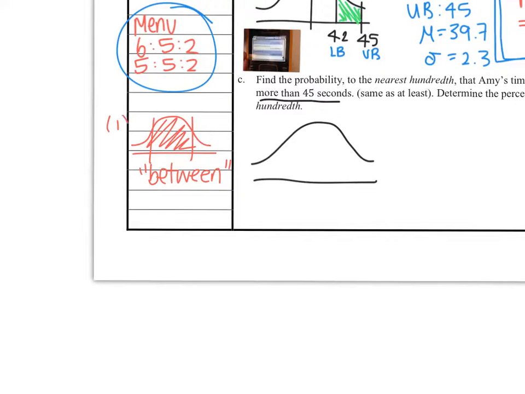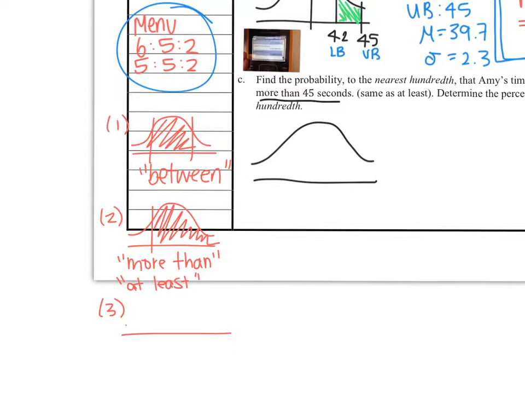That's option number 1. Option number 2 is if we have a more than. So say we're somewhere over here and we need to be more than that value. Well, we would shade to the right because that's more than that number. So this is a more than. Another phrasing that you might see for this is at least. At least 45 seconds, more than 45 seconds. Those both mean the same thing.